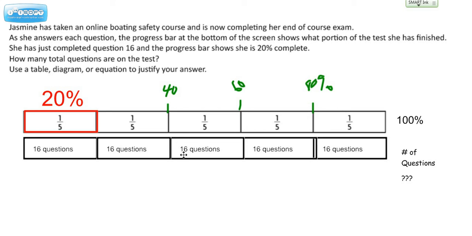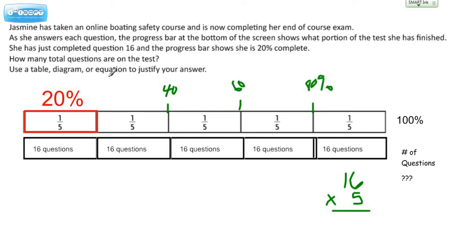So the question is, how many questions is that if we add 16 plus 16 plus 16 plus 16 plus 16? That'll give us how many questions total. And maybe you can see that we really have 5 groups of 16 questions. We can just do 16 times 5, and you can get the answer that way.